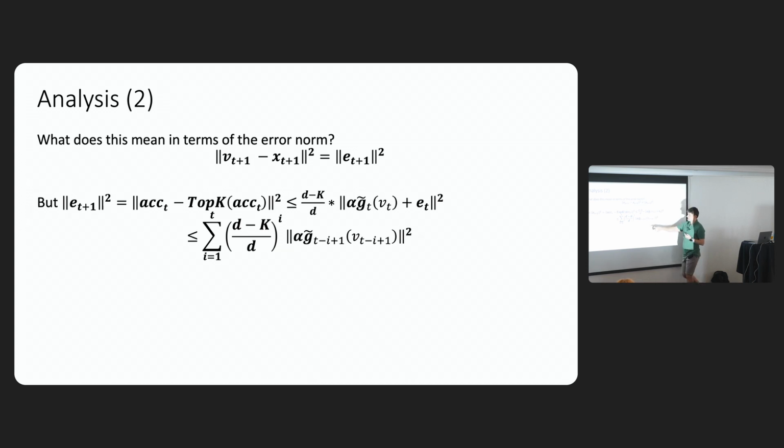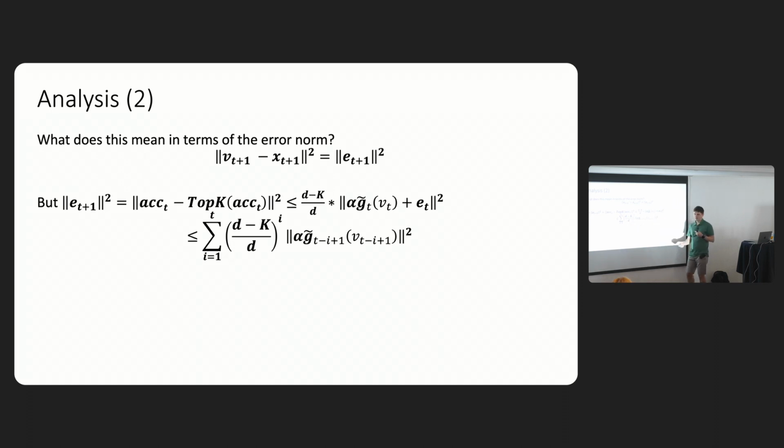So we essentially get this formula over here, which means that, what does this intuitively mean? The older a component is that's being stored in this memory, the more it gets bashed. Like, the smaller it has to be in some sense, the more it gets bashed with these d minus k factors.